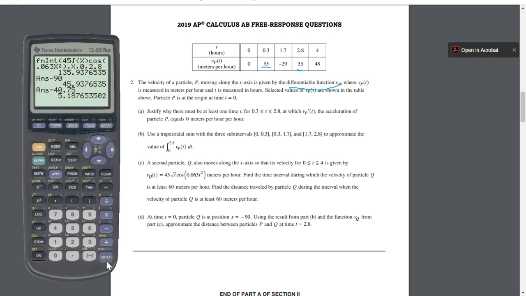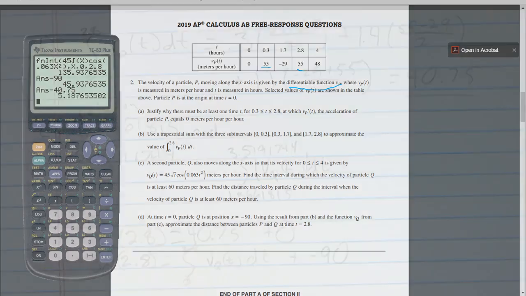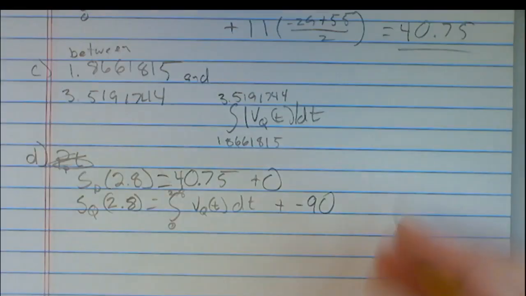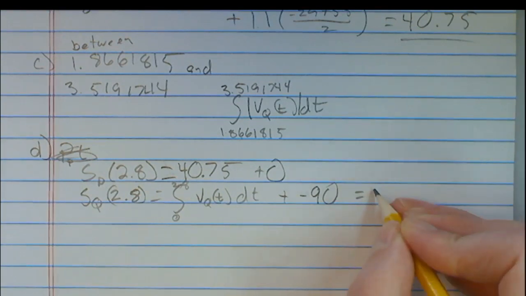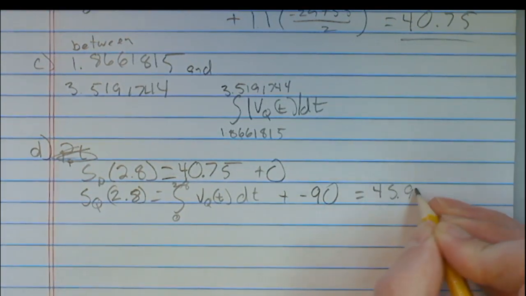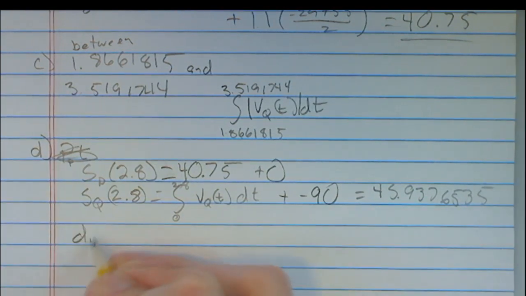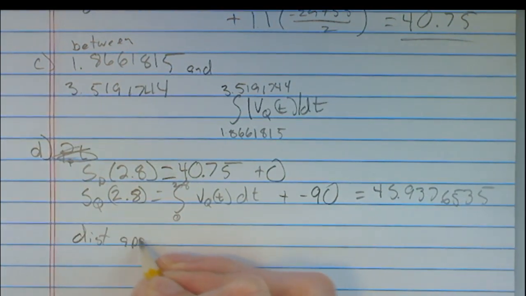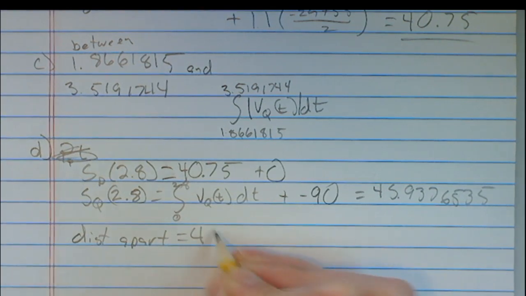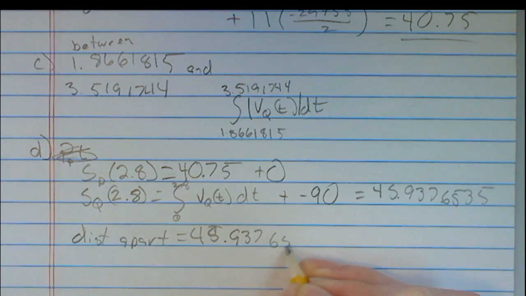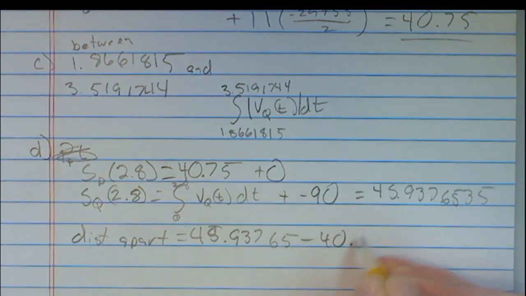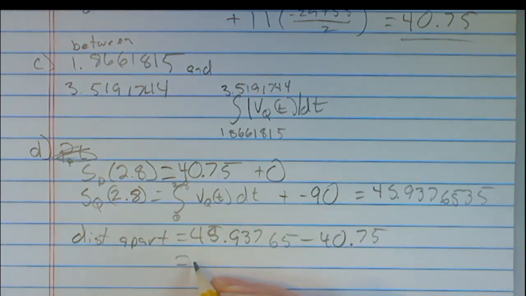All right, so we should write all of that down, really. Okay, so that was 45.9376535. Distance apart equals 45.93765 minus 40.75, which is 5.1875.